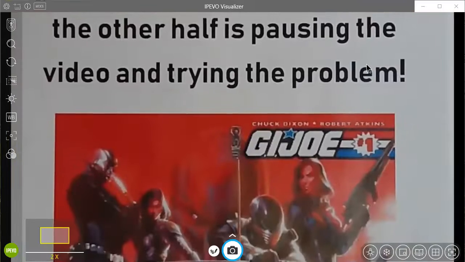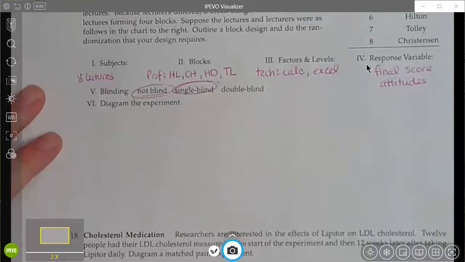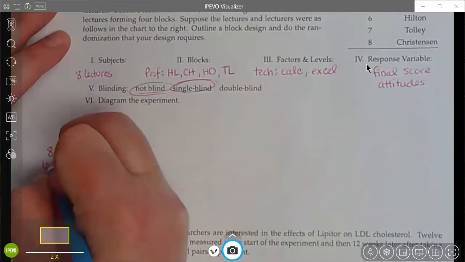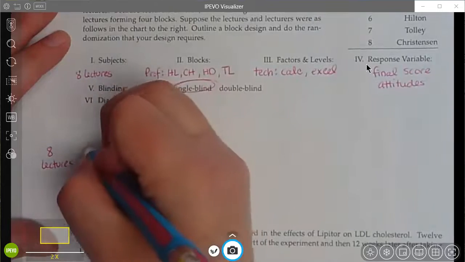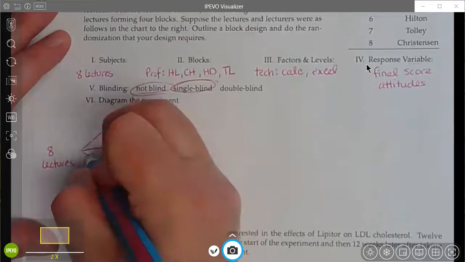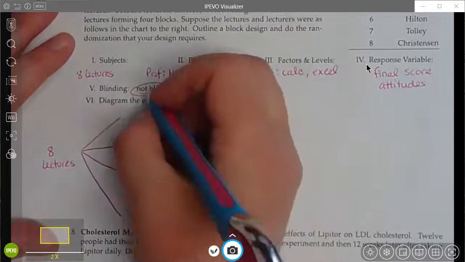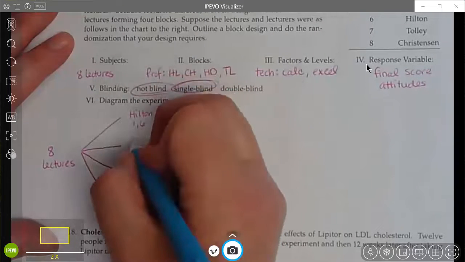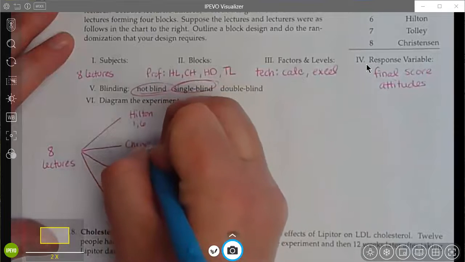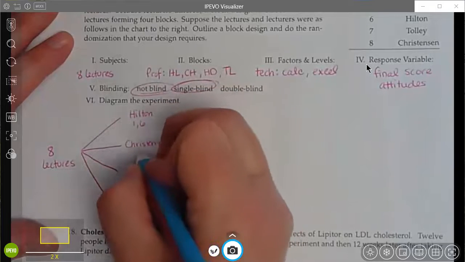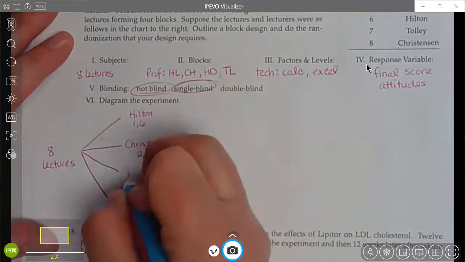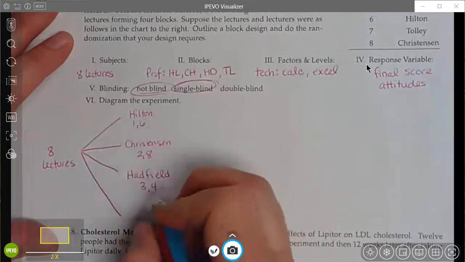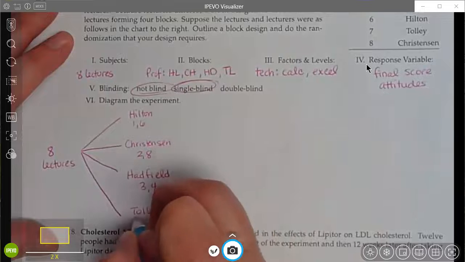So hopefully you had some success drawing that out, but let's give it a try together. I'll start with my 8 lectures. We're going to split these into 4 blocks. So I have Hilton with lectures 1 and 6, Christensen with lectures 2 and 8, Hadfield has lectures 3 and 4, and Tolley has lectures 5 and 7.